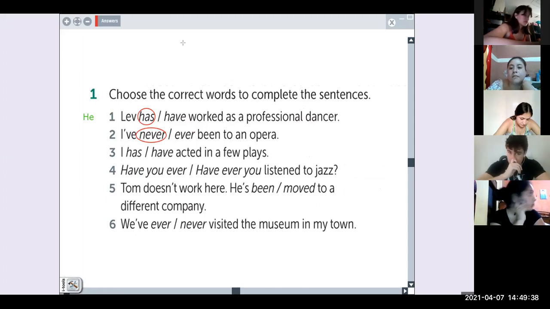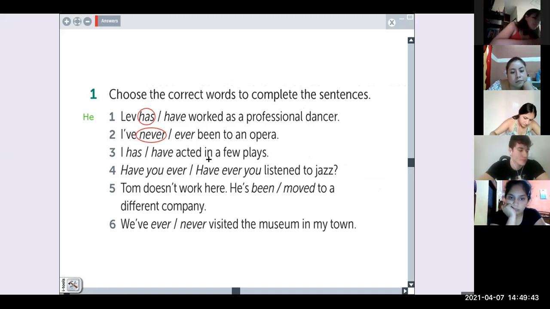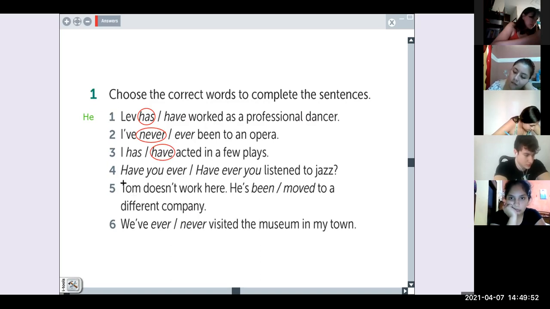Let's go with number 3. I have or I has acted in a few plays. Have, okay, because we have I. Have you ever or have ever you listened to jazz? Have you ever. This is the order that we follow, right? Ever after the subject. Tom doesn't work here. He's been or he's moved to a different company.